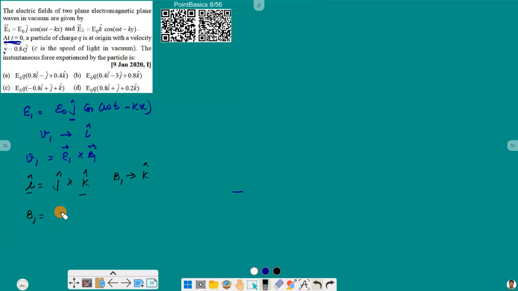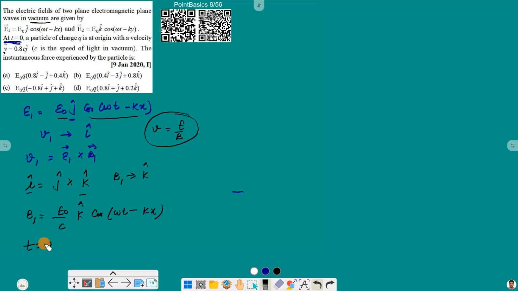Now the magnitude of the magnetic field B1 will be related through C. We have the relation that V is equal to E by B. This is the relation we are going to use here. So B1 will be equal to E naught, the magnitude of the electric field, divided by C, the speed of light in vacuum, assuming both of the fields are in vacuum as already mentioned here. The remaining part will stay the same, with direction along K, cos of omega t minus kx. So this is for the first field.